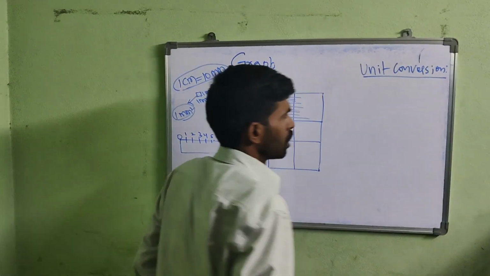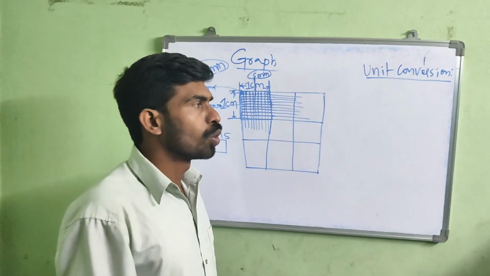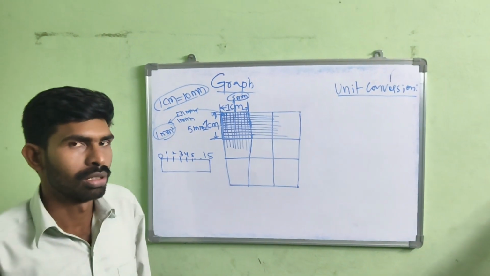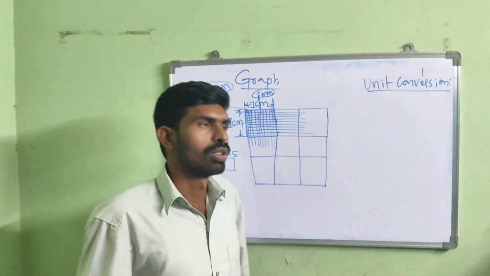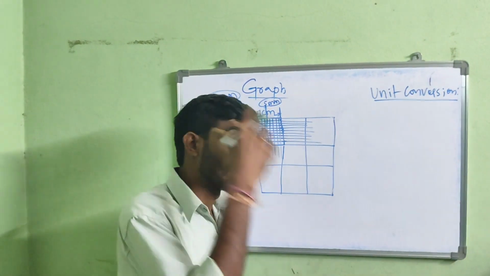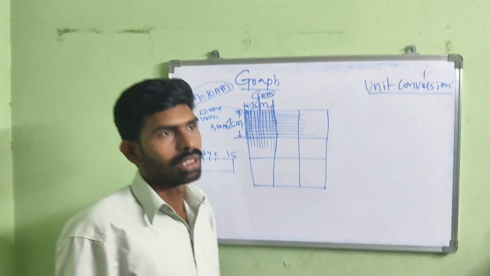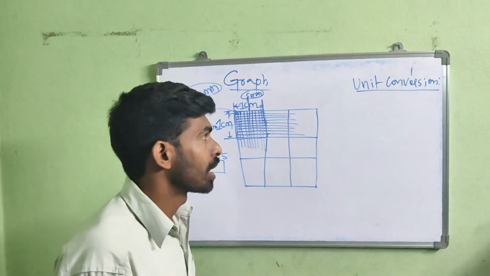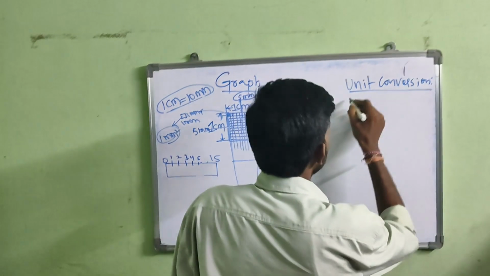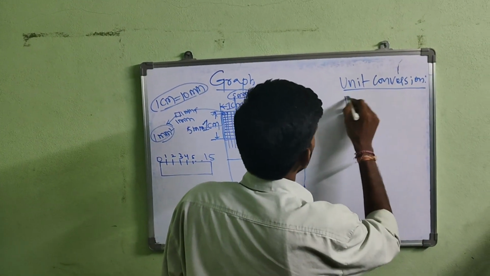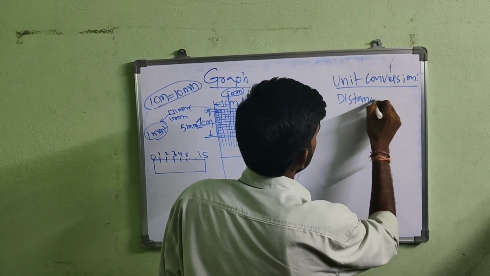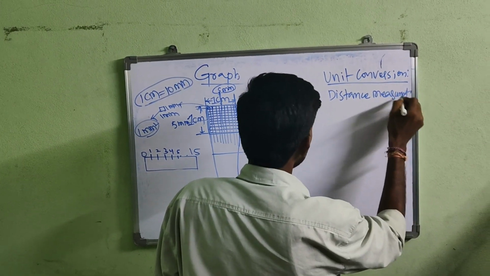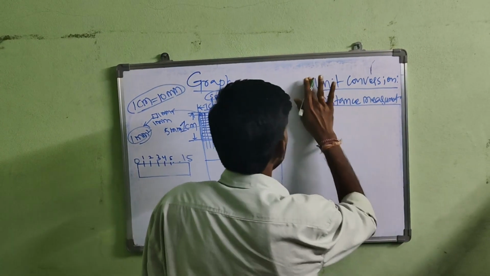Unit conversion. We can see on the road there are kilometer stones, on that, 9 kilometers to Warangal or 155 kilometers to Warangal, like that kilometer stones are there. You can observe them beside the roads. Unit conversion for distance measurement.